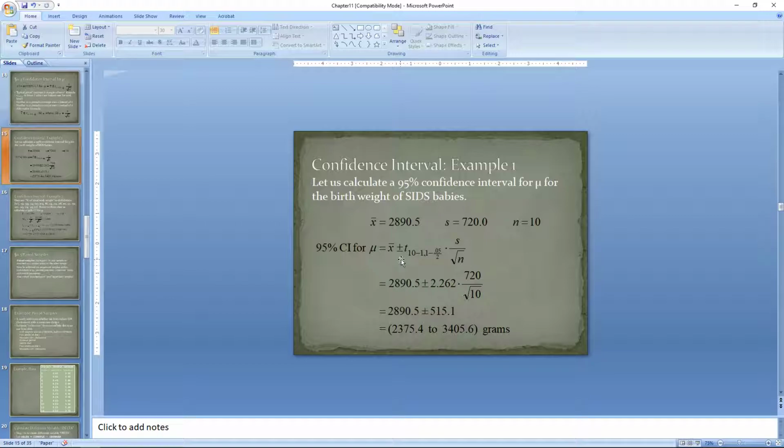So we have our 2,890.5 plus or minus 2.262 times our standard error. When we work this all out, we're going to get a confidence interval of 2375.4 to 3405.6 grams. So that would be our confidence interval, and that's how you calculate it.